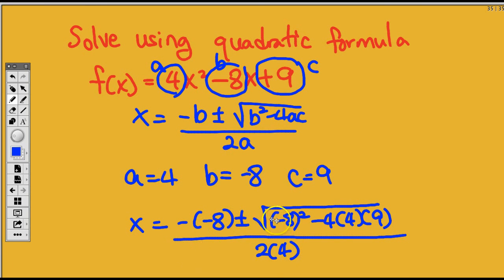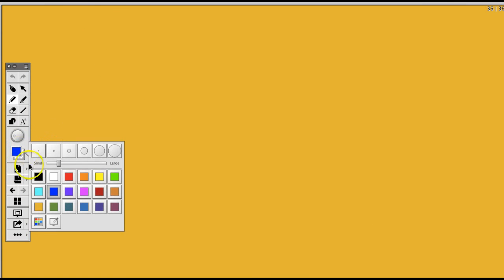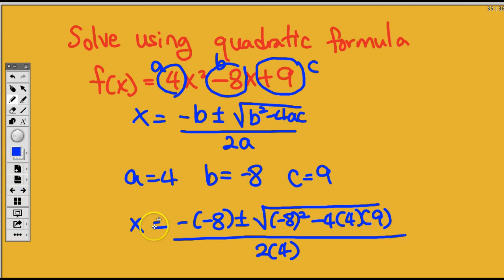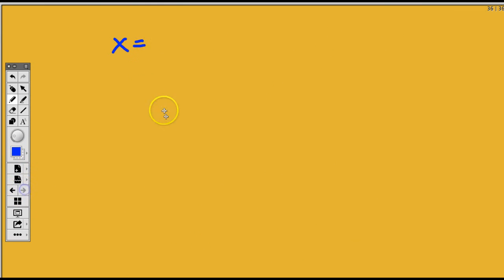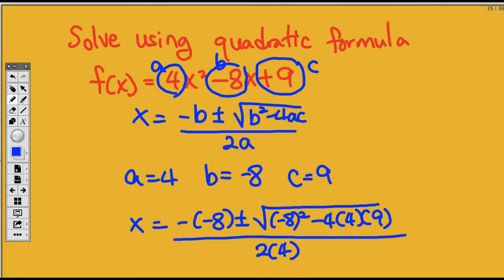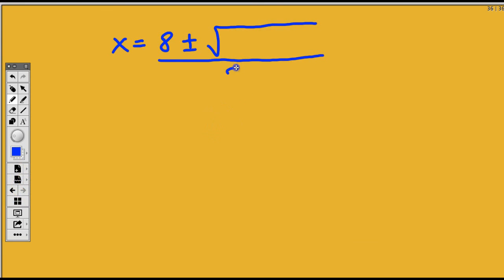All right, so I have to move on to the next page. And when I do that, I want to make sure that I simplify. x equals, and I have to go back to see, 2 negatives make a positive 8, so I'm going to put positive 8 plus or minus the square root. I'm going to come back to that later. And it's all over, let's see, what's 2 times 4? That's 8, so I'm going to put 8.